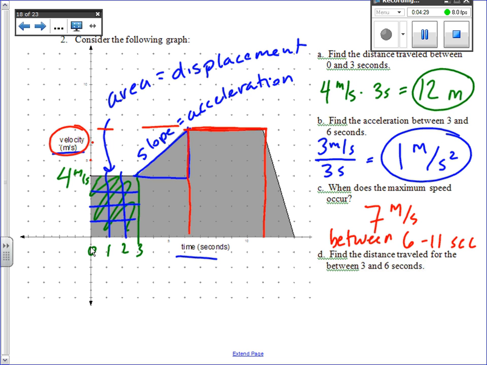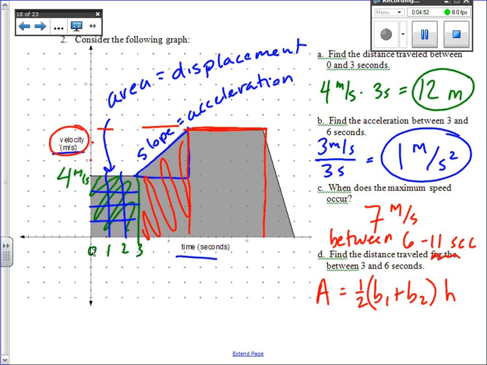Finally, find the distance traveled between 3 and 6 seconds. So the distance traveled is going to be the area of this trapezoid. And the area of a trapezoid is equal to 1/2 B1 plus B2 times the height. And you'll notice something interesting here, that this displacement is equal to 1/2 initial velocity plus final velocity times time.